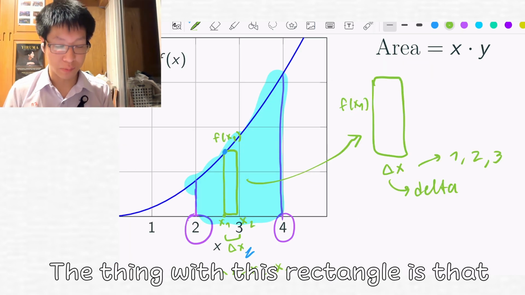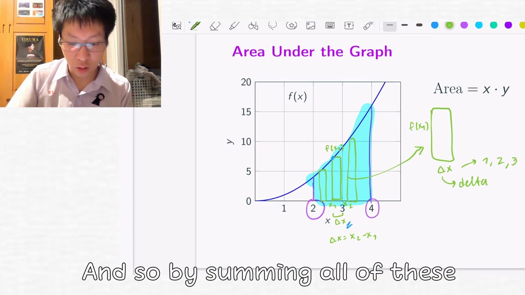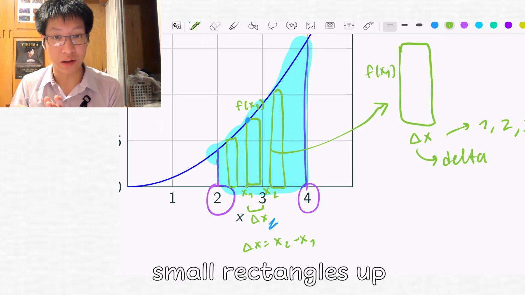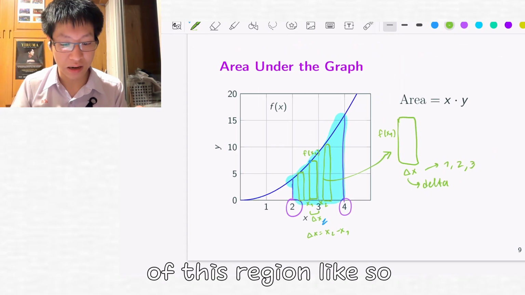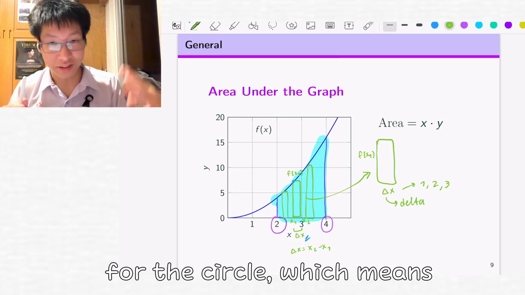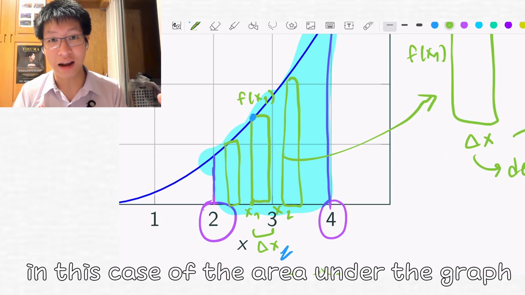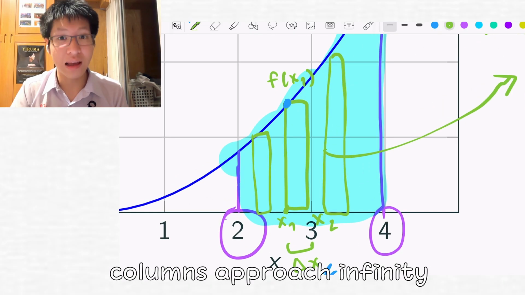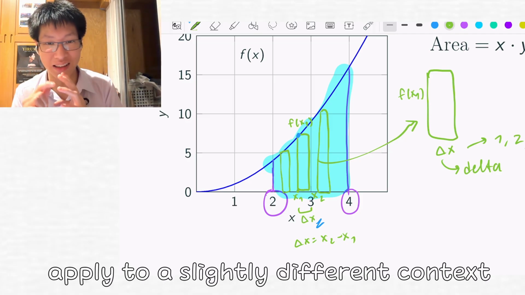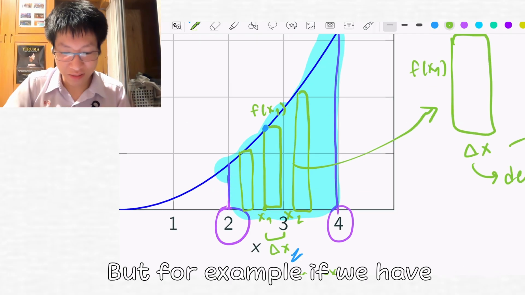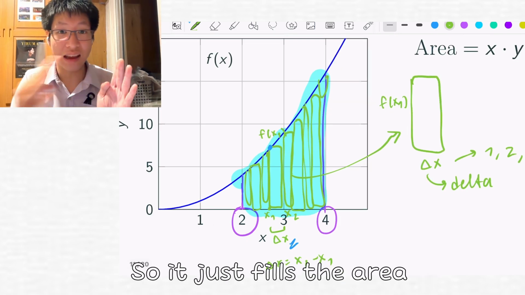The thing with this rectangle is that we can make a bunch of these stacked in between this area. And so by summing all of these small rectangles up, we can get an approximate area under the graph of this region, like so. If we do something like what we did for the circle, where the slices approach infinity, in this case of the area under the graph, we can make the number of columns approach infinity. It's the same idea, just applied to a slightly different context, all right? It's maybe a bit hard to grasp, but if we have rectangles like this, this, and this, it just fills the area under the graph.